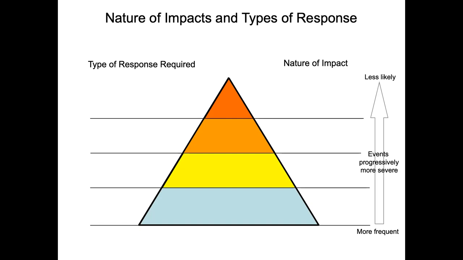So with that in mind, I've suggested a diagrammatic way of showing this. We have a lot of events here. They're not very severe. We have fewer events here. They're probably more severe. Right at the very top, we have the occasional, very severe event. So I've effectively graded the events. So everyone with me now? Everyone following? As we slowly build this up. Okay.